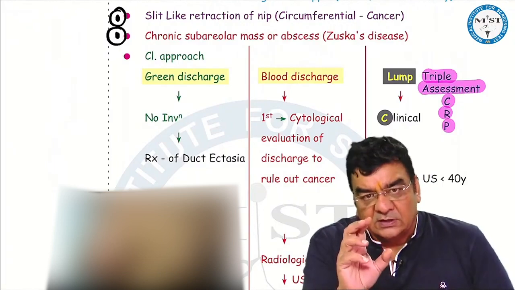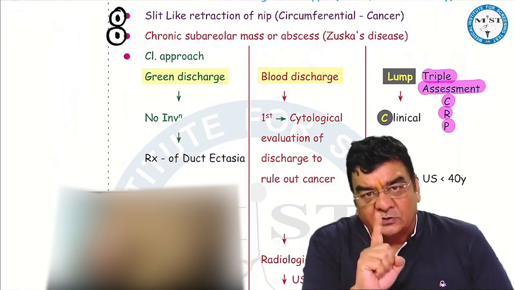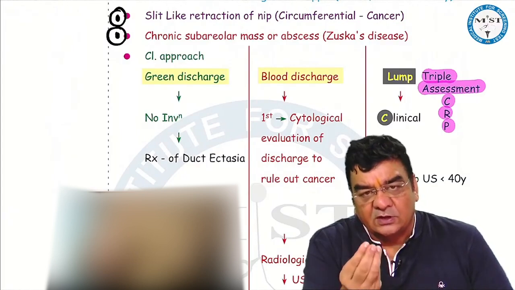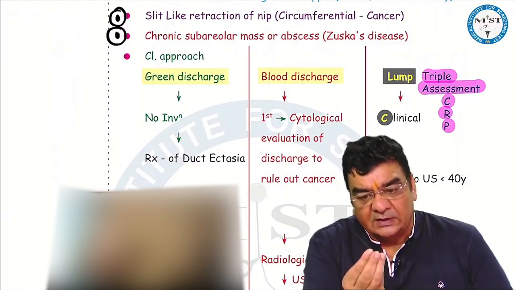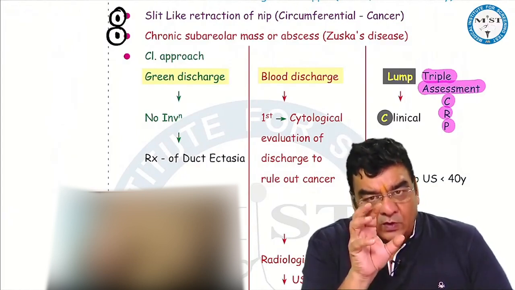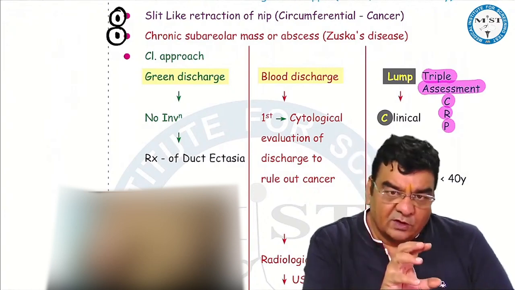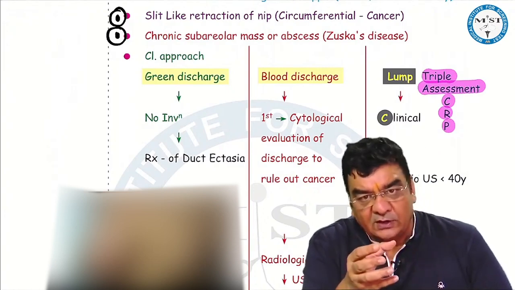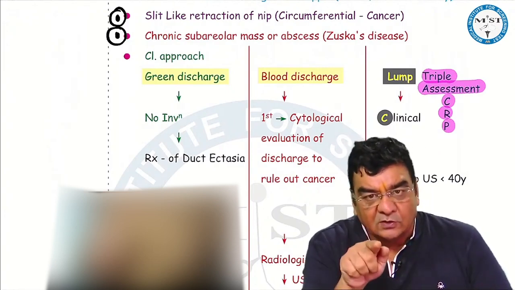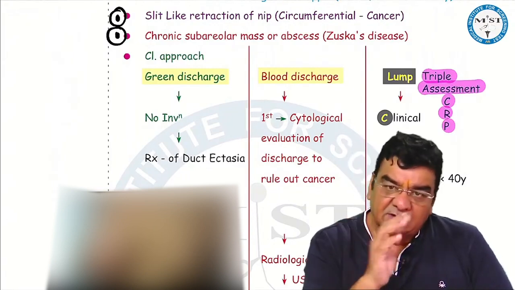If there is blood discharge, blood coming out from any natural opening of the body should not be taken lightly, and we should do a cytological evaluation of the discharge to rule out malignant cells. We can do ultrasound of the breast if she is less than 40 years, mammography if she is more than 40 years. We can do a ductography or ductoscopy and make the diagnosis of duct ectasia and then do the treatment.